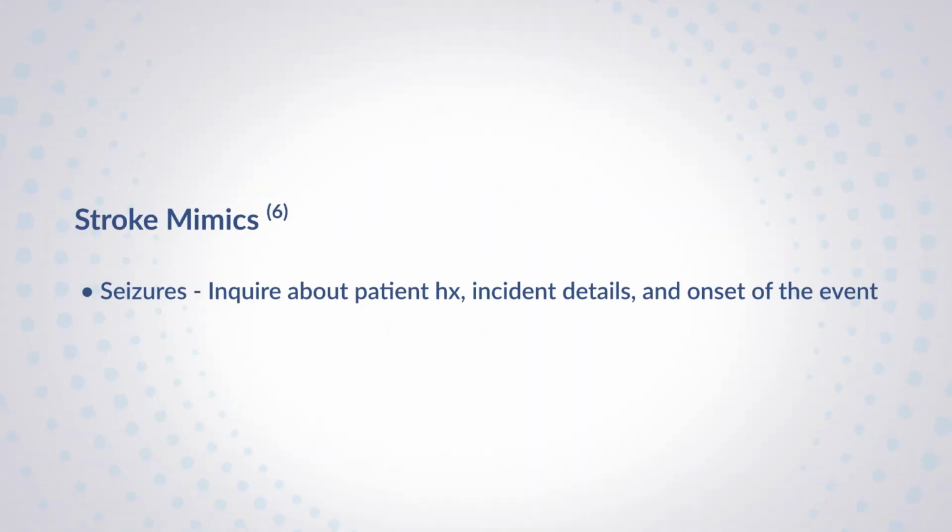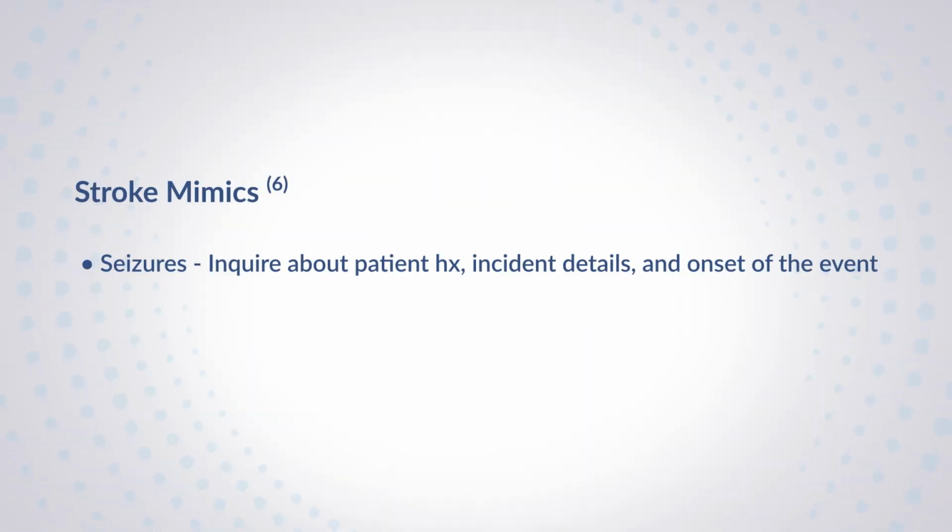To rule out seizures, EMS can inquire about patient history, the time leading up to the incident, and descriptions of the onset of the event. The patient may be experiencing the post-ictal phase after a seizure, and if the patient begins to regain their mental faculties over time, it may be an indicator to consider seizure rather than stroke.